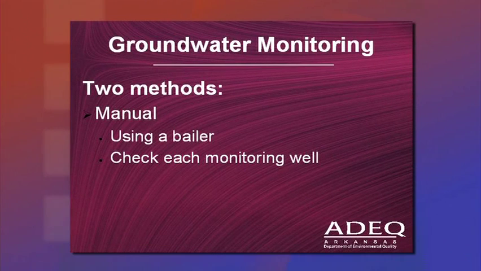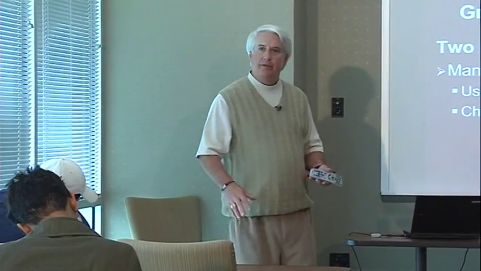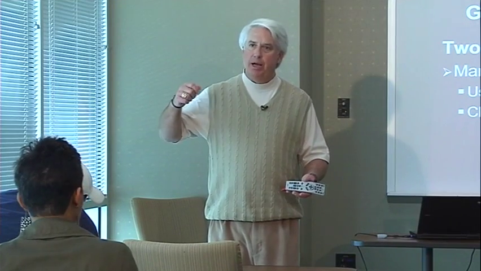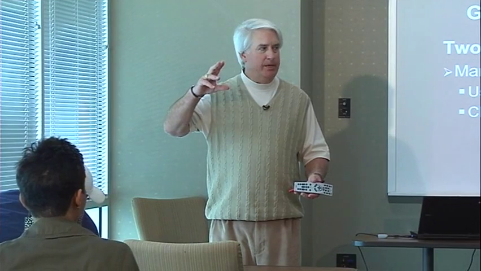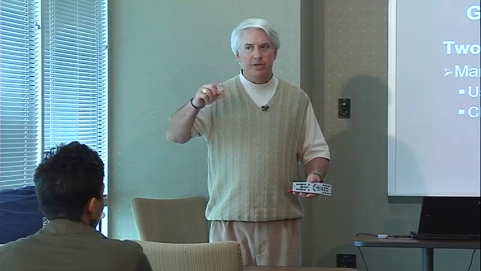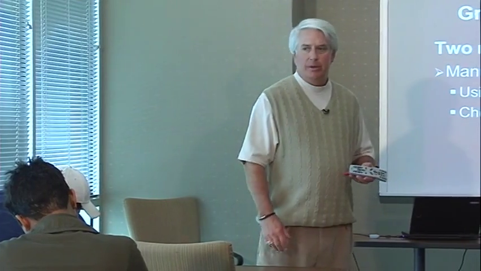So if you're going to do groundwater monitoring, there are two methods that you can use. One is a manual method where you actually drop a bailer down the groundwater monitoring well. You drop it down there to where it encounters groundwater, you pull the bailer up, and you look on top of that groundwater. If there's been a release of product, it's going to be just like vinegar and oil. The gasoline is going to be sitting right up on top of that groundwater, and you'll be able to just pick it up.